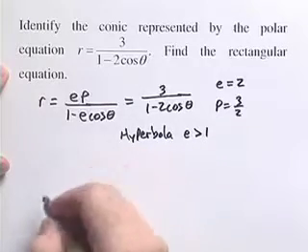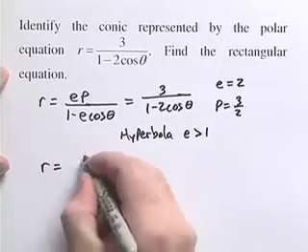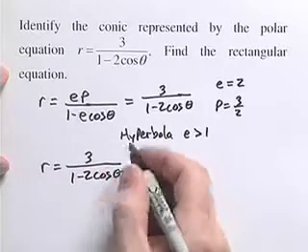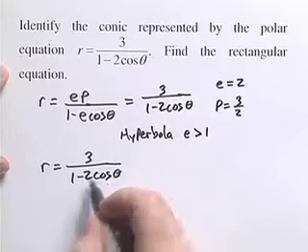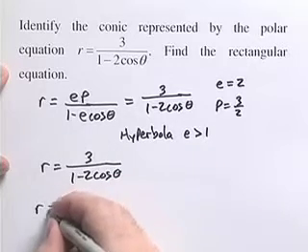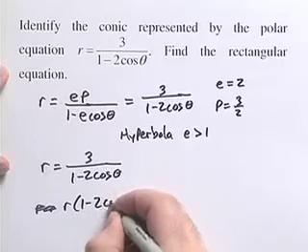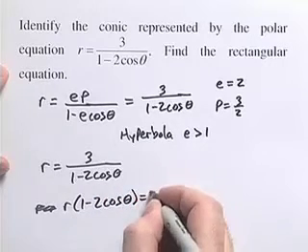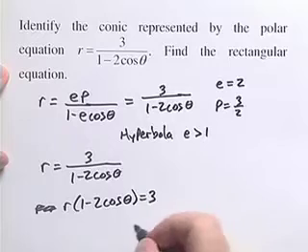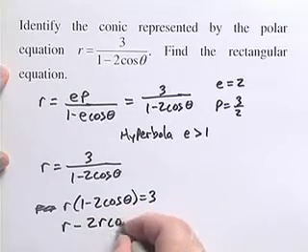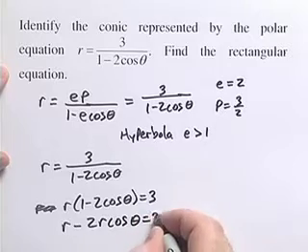If we start with our equation then, r is equal to 3 over 1 minus 2 cosine theta. Multiply both sides by 1 minus 2 cosine theta. Gives us r times 1 minus 2 cosine theta is equal to 3. Go ahead and distribute the r. We'll have r minus 2r cosine theta is equal to 3.